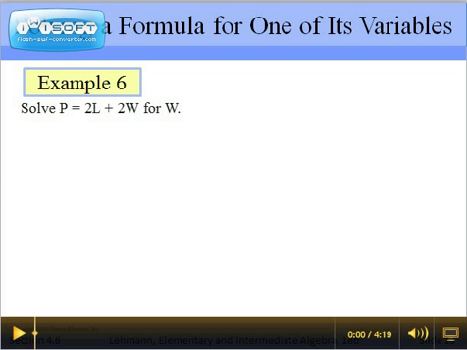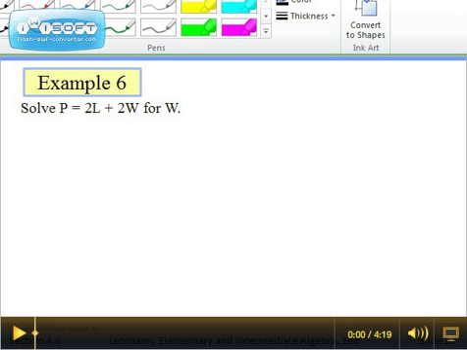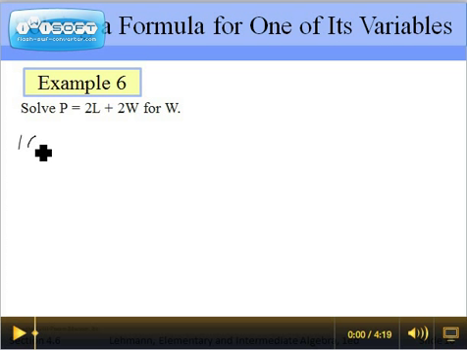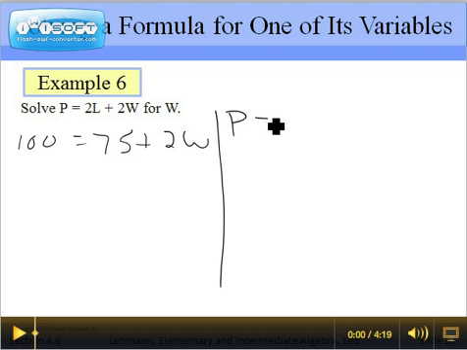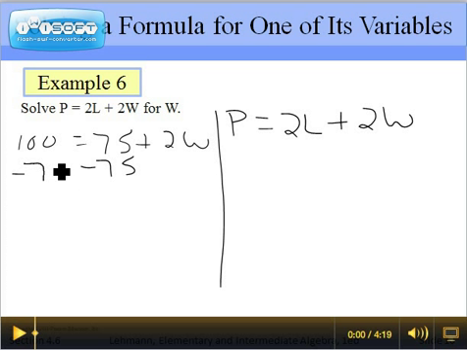I want to try this again for P equaling 2L plus 2W. I want to solve this for W. So in one of my previous examples, we had 100 equaling 75 plus 2W. So I'll use this to model how I do the general form. So the first thing I did was I subtracted the length, or twice the length, from both sides. So I ended up with 25 equaling 2W.